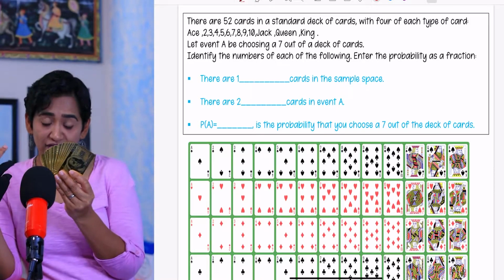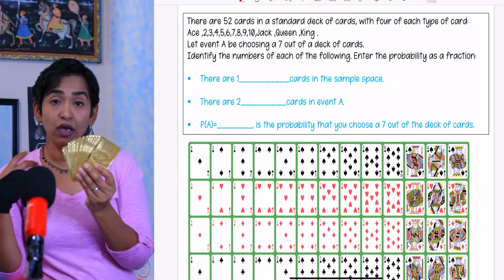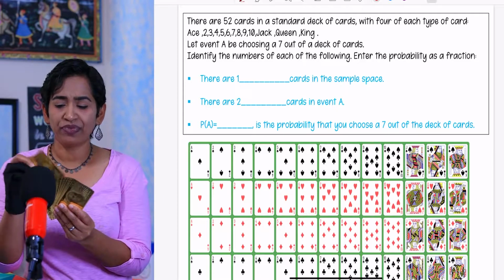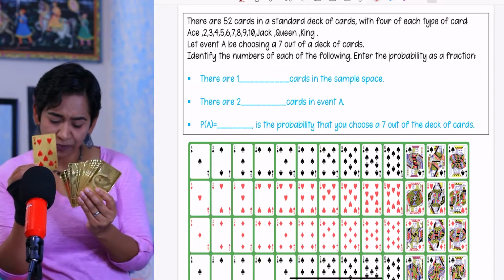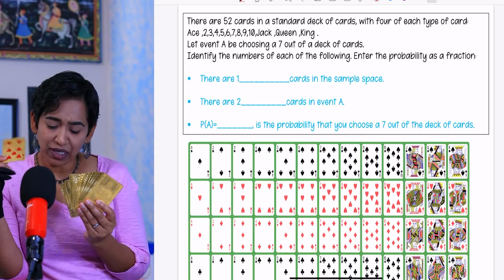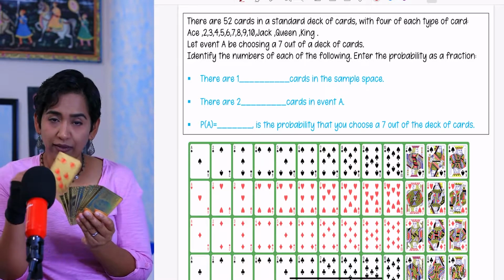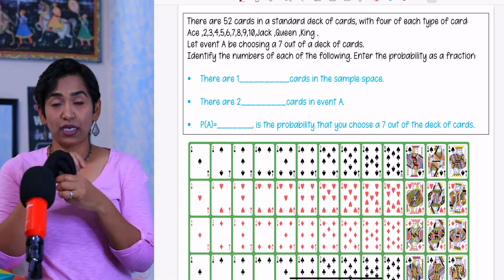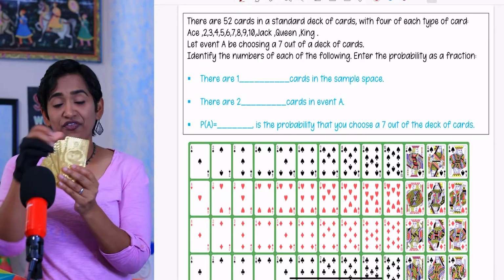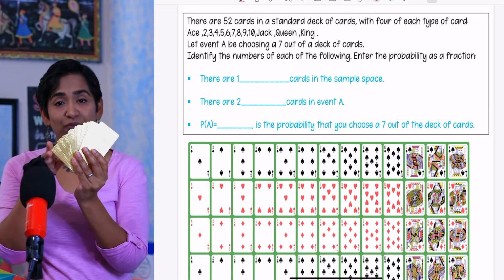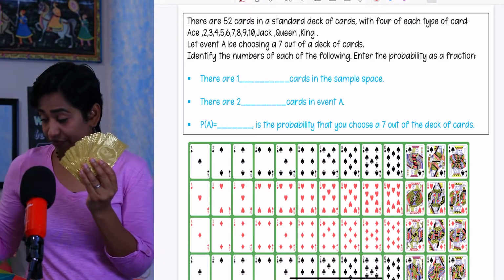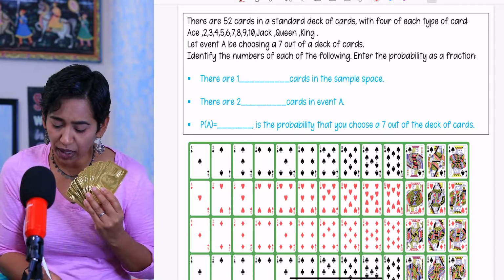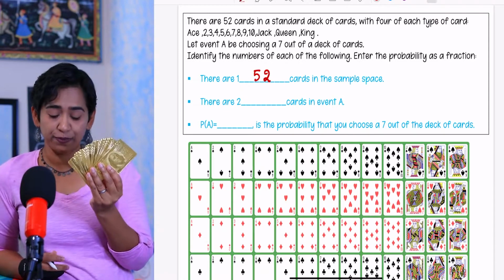Now, let A be the event of choosing 7 out of a deck of cards. So I have to choose a 7 from a deck of cards, right? And they're asking me to identify the probability in fraction. So if I have to choose from a deck of cards, the first thing I have to look at is what is my sample space? How many cards do I have? 52, right? So in a standard deck of cards, my sample size, all possible outcomes, is 52.